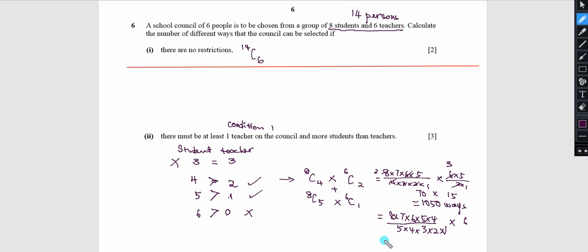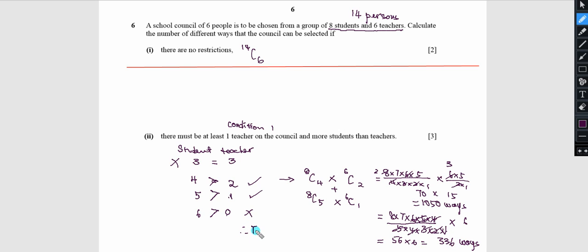Okay, so from here let's simplify it further. 5 and 4 cancel. 3, 2 cancel with 6. Okay, so this is 1, so it doesn't make any change. 7 times 8 becomes 56, times 6. So this becomes 336 ways.